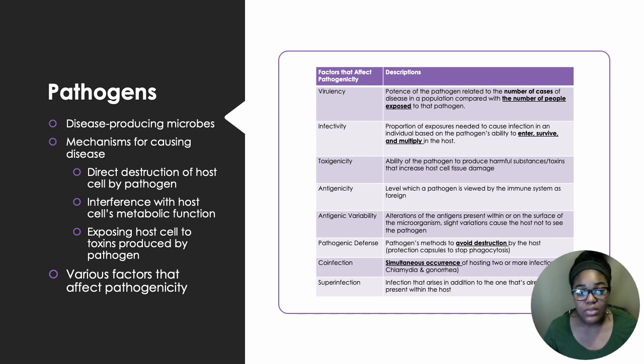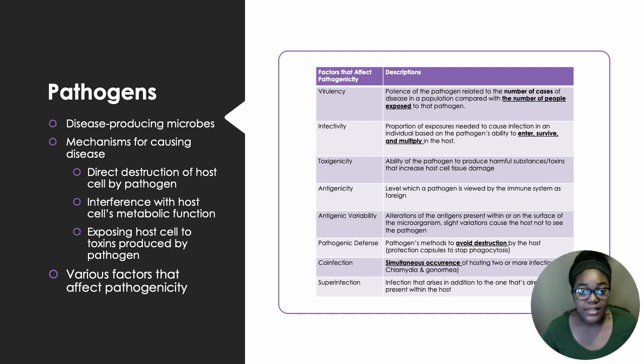We have virulency, which indicates the potence of the pathogen, and this is related to the number of cases of this disease from this pathogen in a population. So basically, the number of cases of individuals affected with this disease is compared to that of the number of people that could have potentially been exposed to that pathogen that caused the disease.